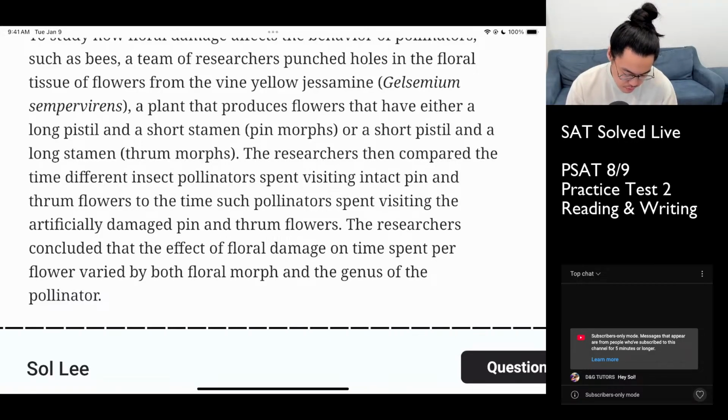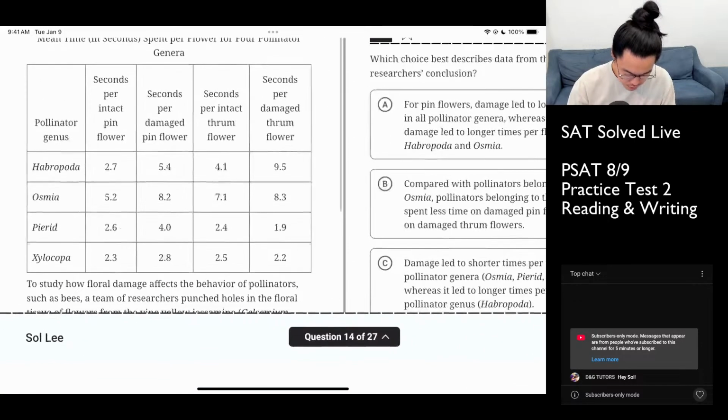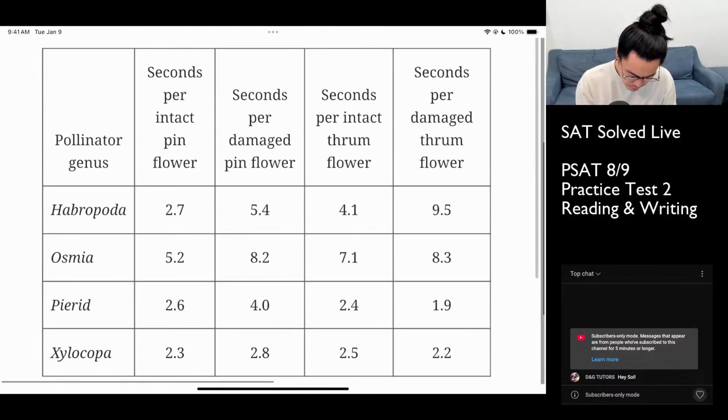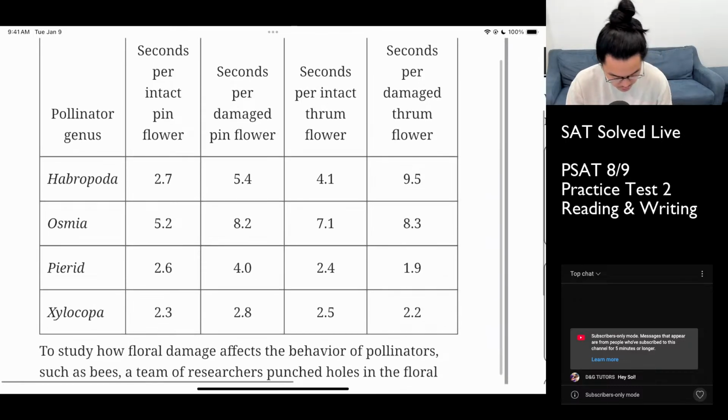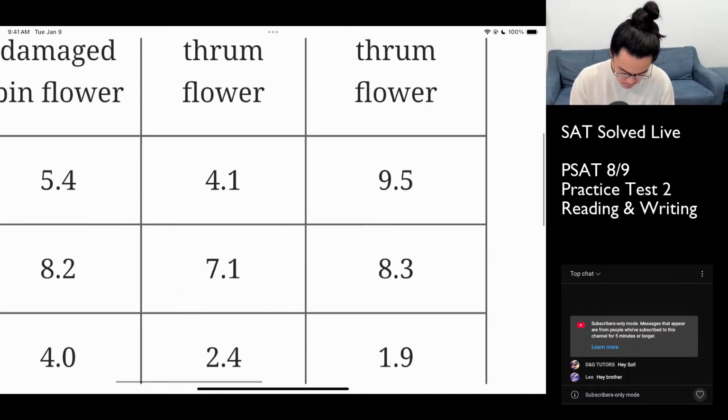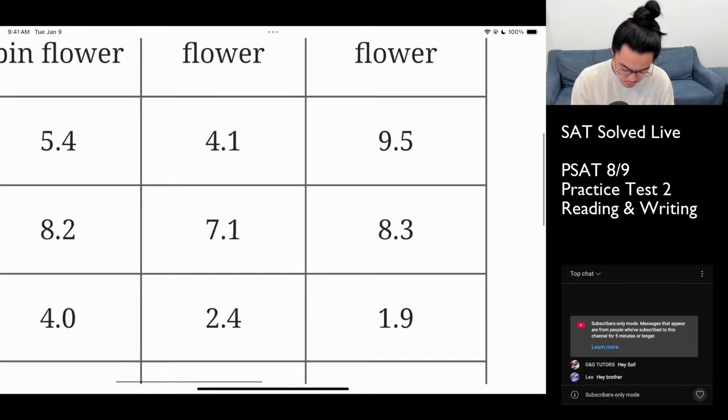Time, different pollinators, intact versus damaged, pin and thrum. So pin and thrum, those are the 2 morphs. So time damaged. Okay. The amount of time spent per flower changed because of the damage, but it also changed because of the morph and genus. Okay, there we go. So yeah, obviously if I look at these two columns only, then the damage definitely increases the amount of time. Okay, same with the morph, the other morph, it increases the amount of time.